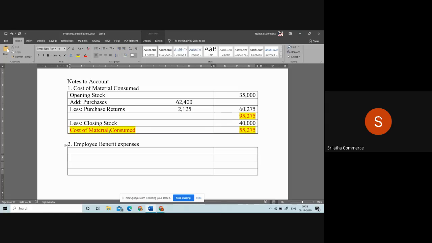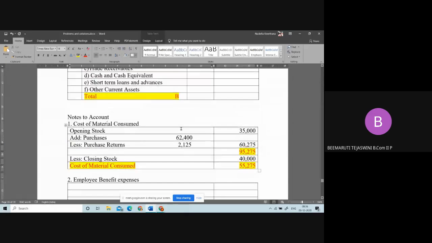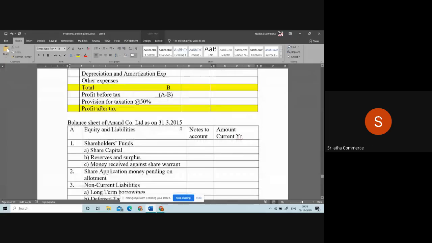Finished, everyone? Simultaneously you are doing, isn't it? Tejaswini, are you doing or not? I'm doing. Yes, yes.